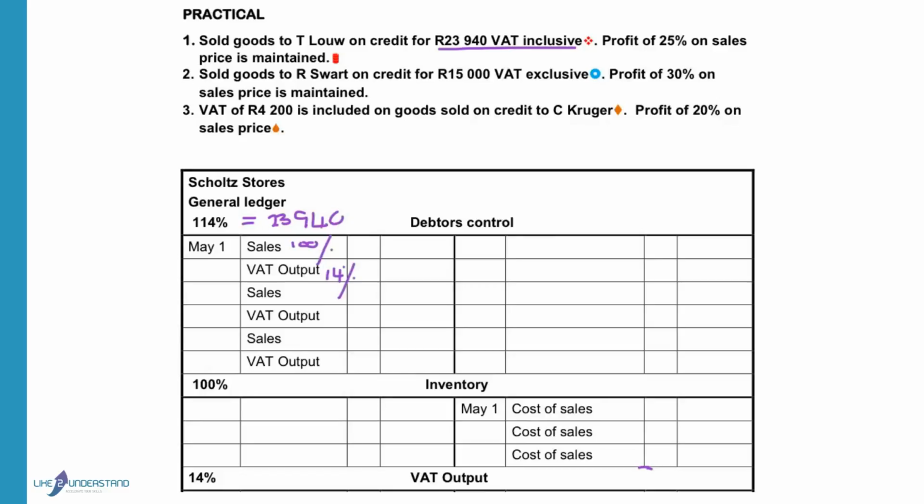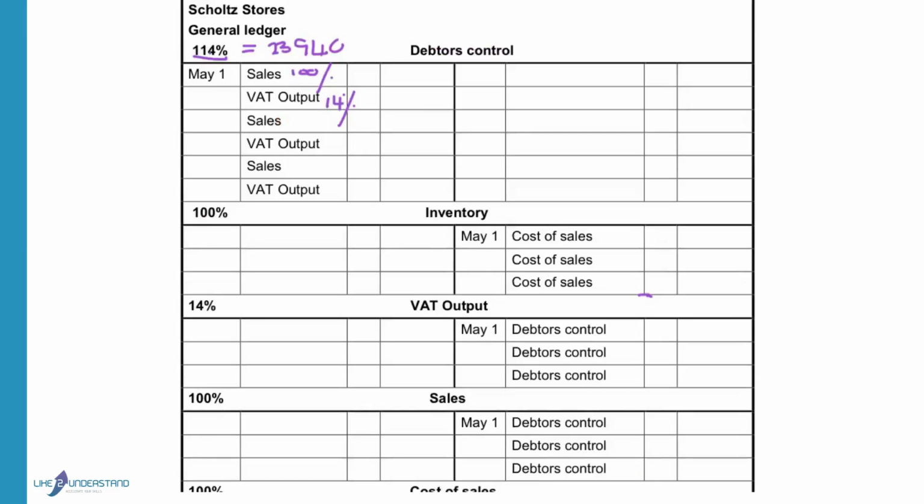If I want to do this calculation, the one that I want, 100, divided by the percentage that we know, 114. Or if I want to calculate the VAT, the one that I want, 14, divided by the one that we know, 114. I can also look at the ledger accounts and say the debtors is 114%.